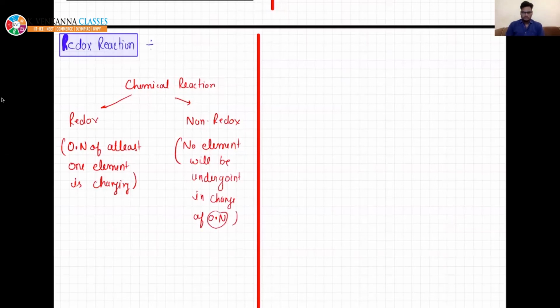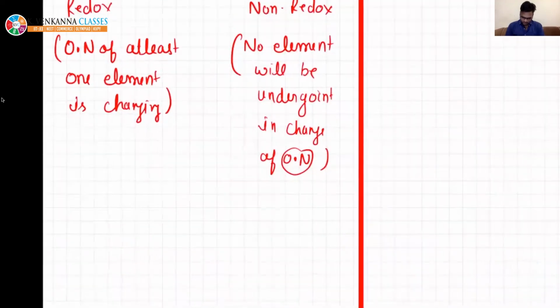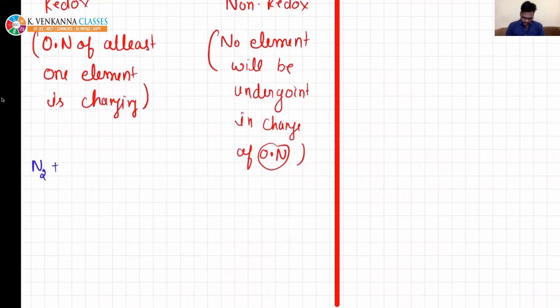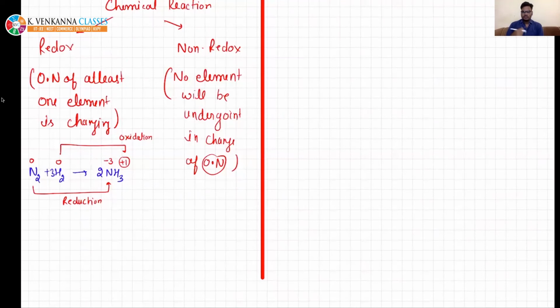Okay, so an example of this is the first one: nitrogen and hydrogen add to give twice ammonia, right? This is the favorite. Here nitrogen is 0, now it is -3, and hydrogen is 0, now it is +1. So nitrogen has undergone reduction, and hydrogen has undergone oxidation. So at least one, more than one can also happen.